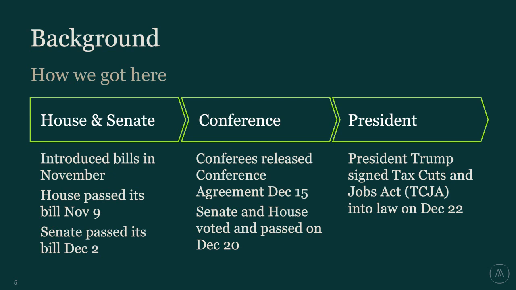So as you know, the Tax Cuts and Jobs Act is now law. It was first introduced in the House in early November, and the Senate introduced its own version shortly thereafter. Both chambers passed their respective bills, necessitating a reconciliation in conference. An agreement was reached, and both chambers passed the reconciled bill on December 20th, clearing it for the president's signature on December 22nd. So with that, I'll turn it over to Scott to briefly talk about the key changes for individual taxpayers.